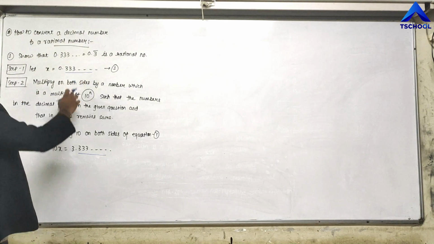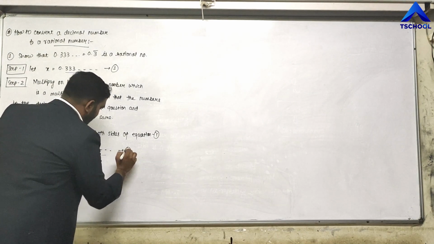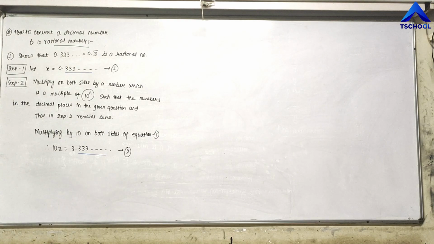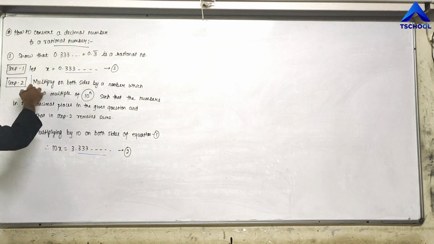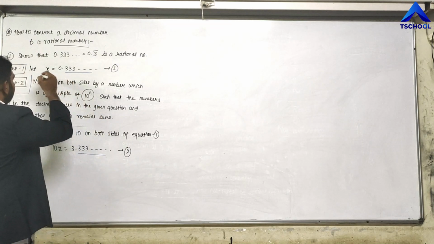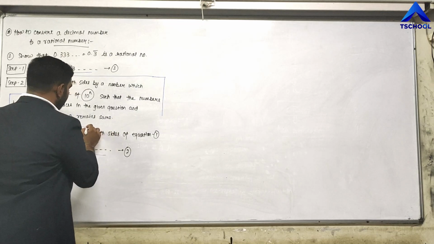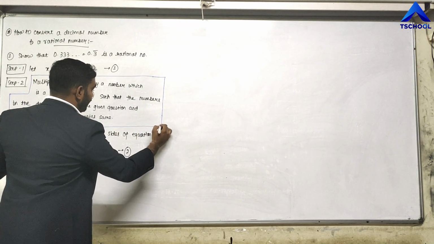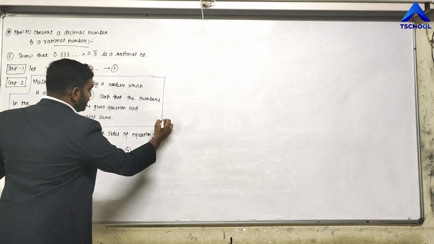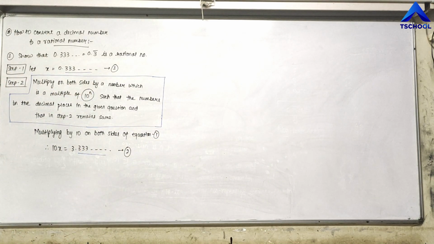That means in equation number 1 and equation number 2, both are the same. That is what I want you to understand here in step number 2: you need to multiply both sides by a multiple of 10 which gives the same decimal places after the point in both equations, that means in the given question and in what we got in step number 2.